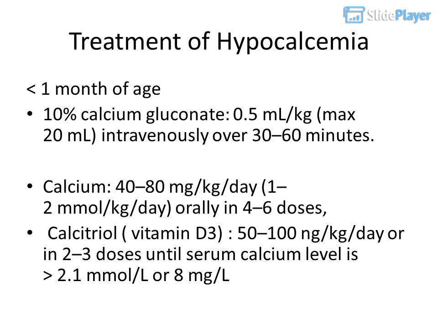Treatments of hypocalcemia, less than 1 month of age. 10% calcium gluconate, 0.5 mL/kg, max 20 mL, intravenously over 30 to 60 minutes. Calcium, 40 to 80 mg/kg/day, 1 to 2 mmol/kg/day, orally in 4 to 6 doses. Calcitriol (vitamin D3), 50 to 100 ng/kg/day in 2 to 3 doses until serum calcium level is greater than 2.1 mmol/L or 8 mg/dL.